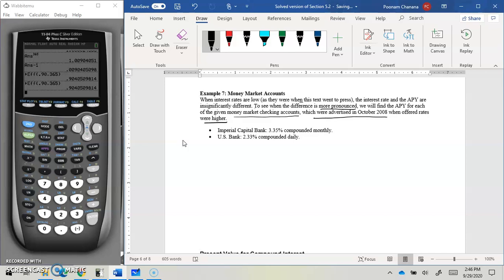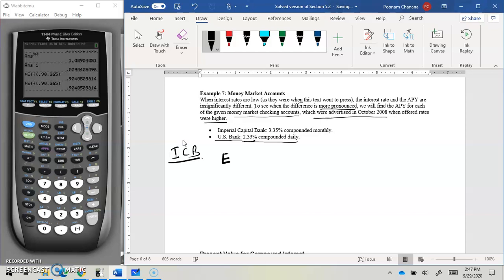So the banks are offering 3.35% compounded monthly at Imperial Bank, and US Bank is offering 2.33% compounded daily. Now, US Bank's rate looks quite a bit lower than Imperial Bank's, but compounding is different. So we want to see the effective rate of both cases. Let's talk about Imperial Capital Bank first.